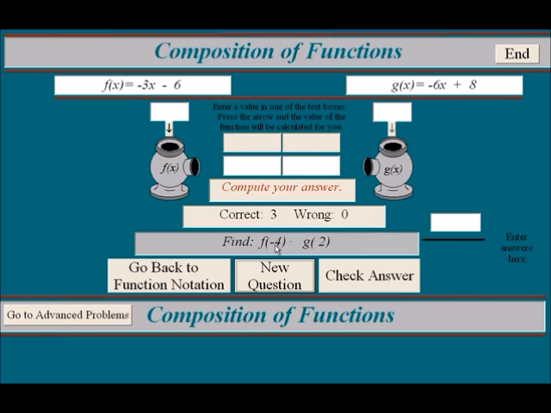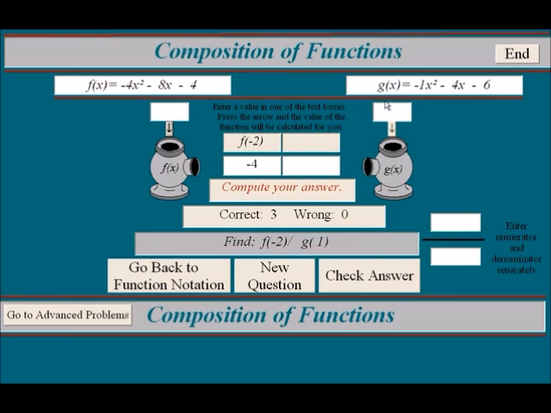This is f of negative 4 times g of 2. 4 times f of 4. Just find f of 4 and then multiply it. This is f of negative 2 divided by g of 1. So f of negative 2 divided by g of 1.